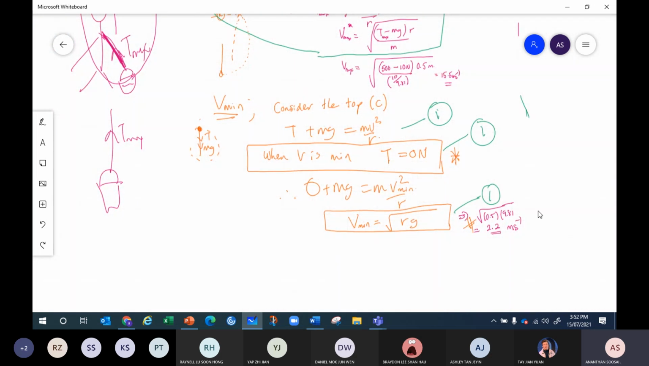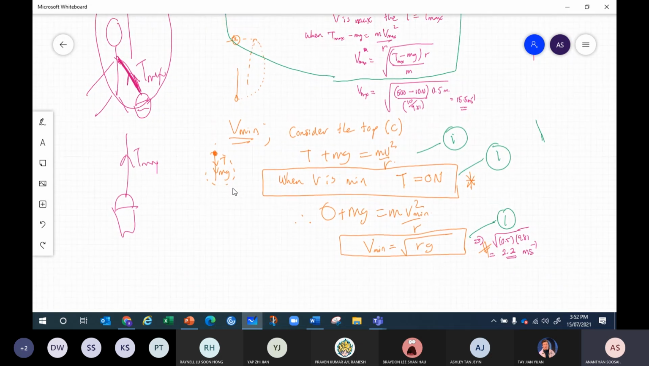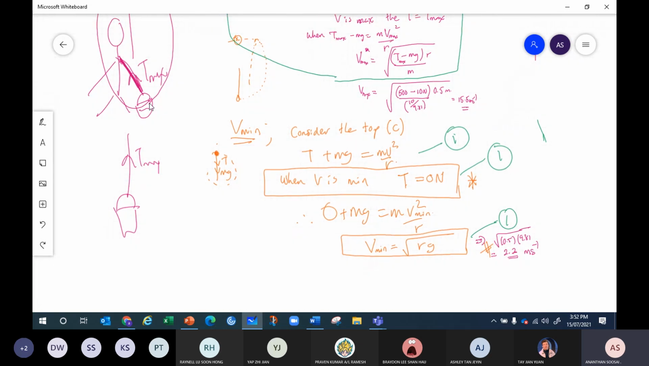V minimum? I don't think so. Riyad, what do you think? Is there any change to V minimum? I don't think so, sir. Good. So what's your justification? Why do you say V minimum won't change? It's because tension is 0. But for V minimum we consider the top. So V minimum is found to be root of rg, right?